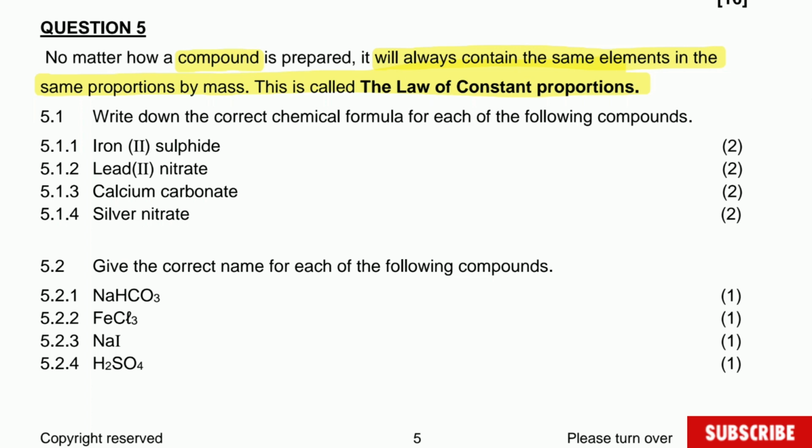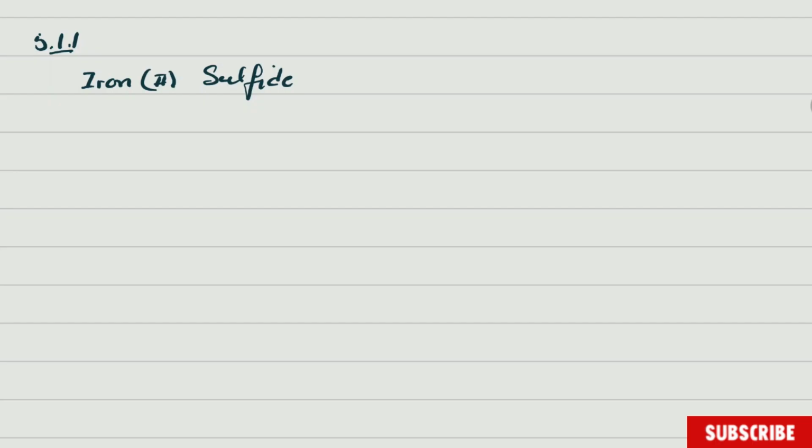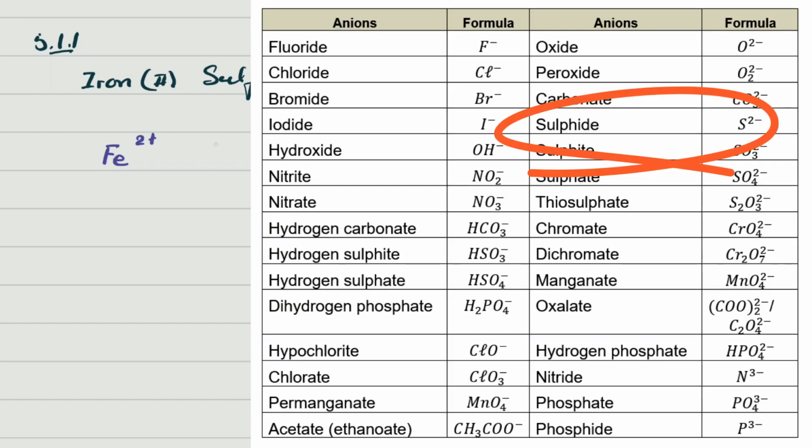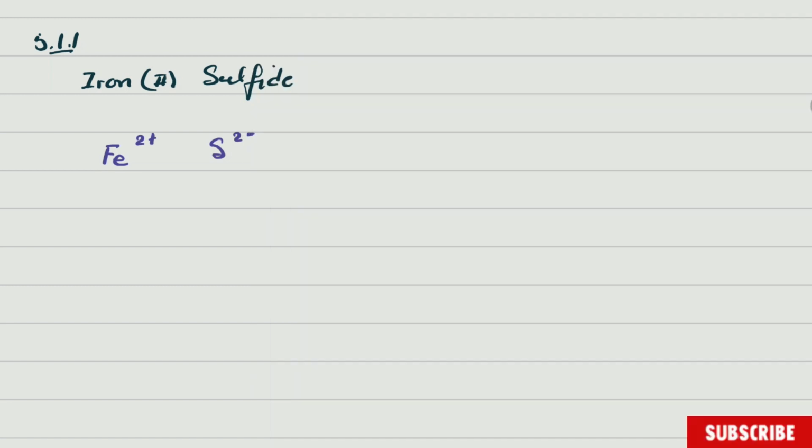Write down the correct chemical formula for each of the following compounds, and the first one is iron 2 sulphide. Alright, so for this work, the first thing you need to do is to learn the ions. There is a table of ions, and iron 2 will be Fe2+, and sulphide, if you go there, it will be S2-. You must go to the table of ions.